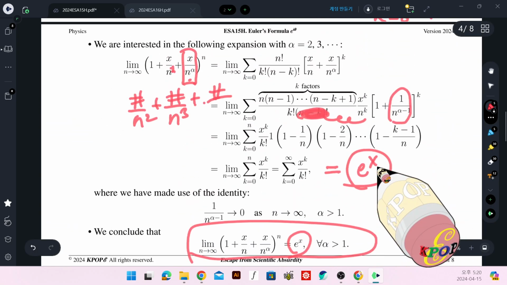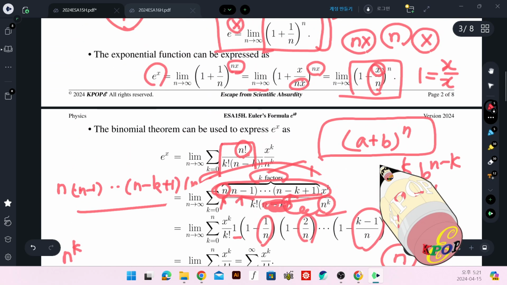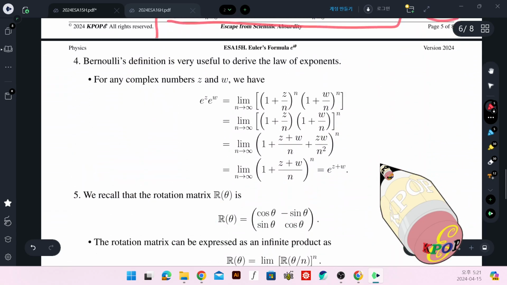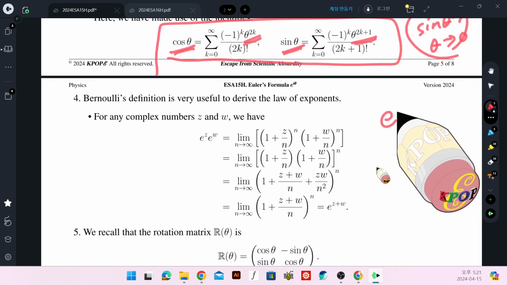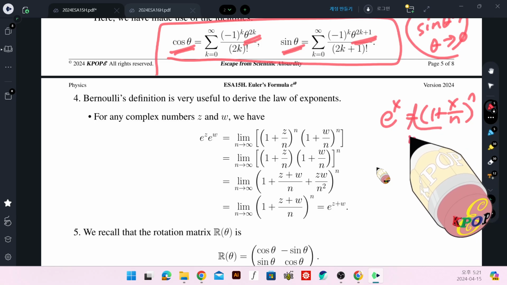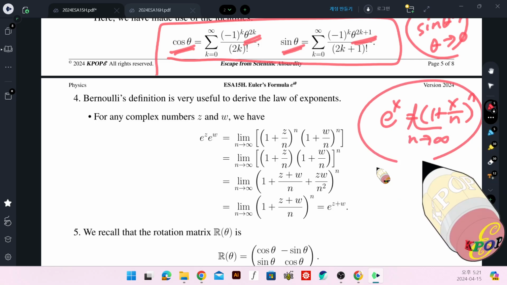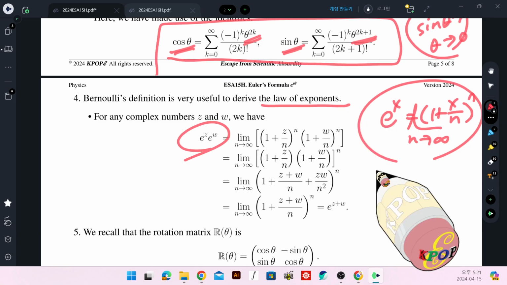So this is called Bernoulli's definition. Bernoulli's definition of exponential: e to the x equals the limit as n goes to infinity of 1 plus x over n to the nth power. This one is quite useful to find out the law of exponent.